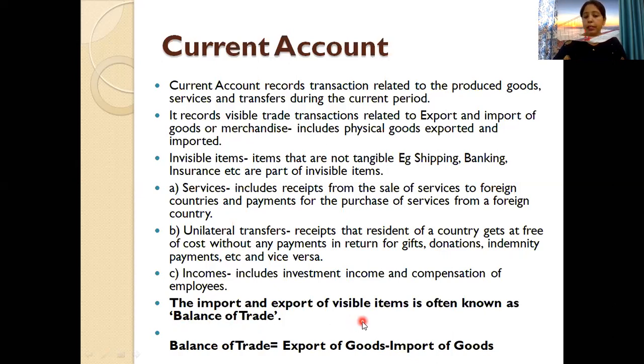So the import and export of visible items, that is the first item which we have discussed, is often known as balance of trade. So balance of trade only includes the physical goods, right? So balance of trade equals export of goods minus import of goods. Again I am saying there are three items: visible items, invisible items, and unilateral transfers. Let us go to the next one.